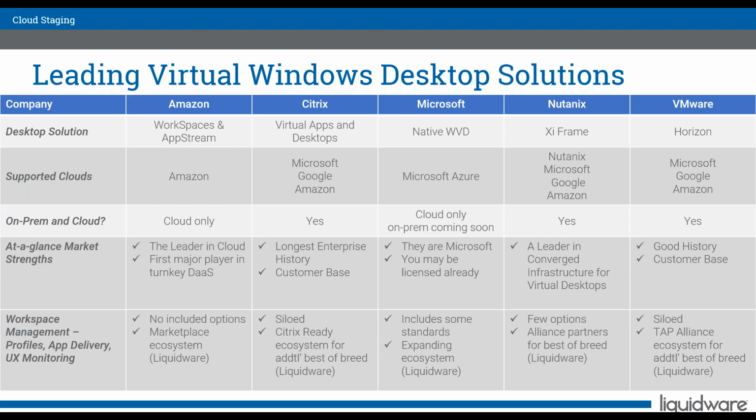For example, if we look over at Citrix, very mature way to deliver the Windows operating system, virtual apps and desktops, runs on any cloud. Is it on-prem and cloud? Yes. It's got the benefits of it. It's got the longest enterprise history in the market and the biggest customer base. It provides a set of workspace management solutions and tools that are siloed to work in there. Citrix UPM is really not meant to come in and out of a Citrix desktop and to take you to something else or to manage things very granularly.